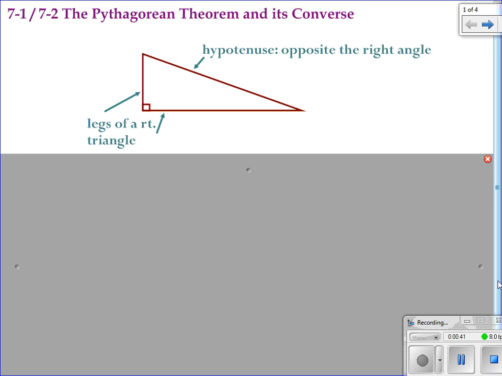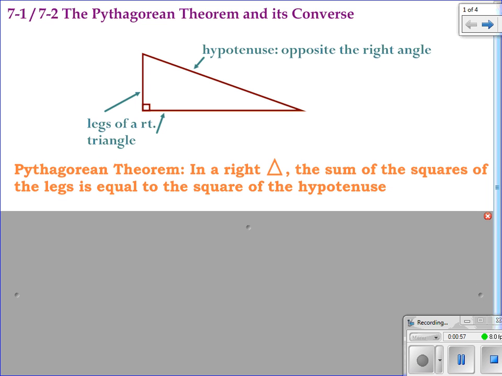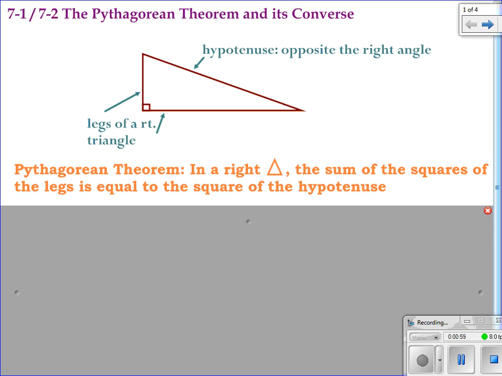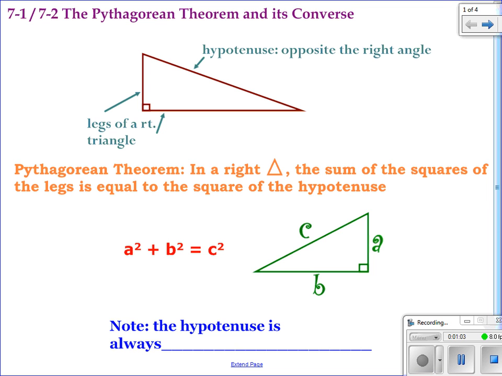But let's quickly review. If we have a right triangle, there's always two legs. Those are the ones right by the right angle. And the hypotenuse is always straight across from the right angle. And it's always the what? What's the longest? Hypotenuse is always the longest side. Okay? So the Pythagorean theorem in sentence form is right here. The sum of the squares of the legs is equal to the square of the hypotenuse.